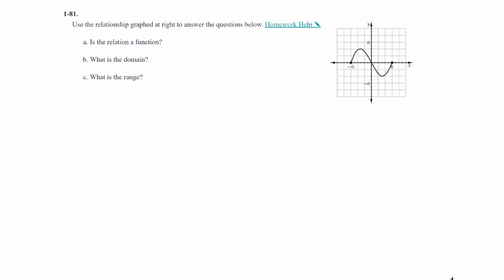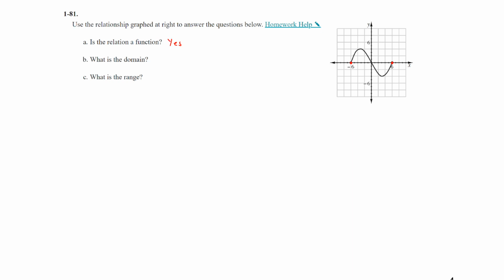81. Use the relationship graphed at right to answer the questions below. So is the relation a function? As you're looking at this graph, it starts here, goes up, down, comes back to 6. There's no x value that goes to more than one y value. So is the relation a function? Yes, it is.